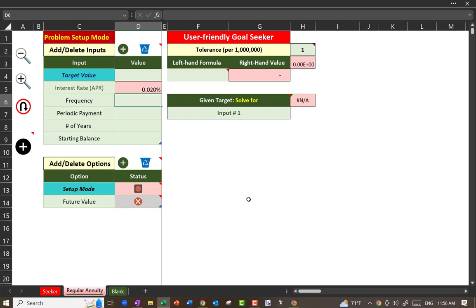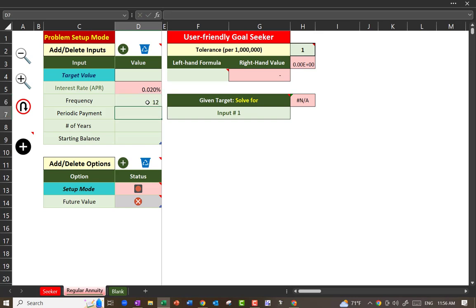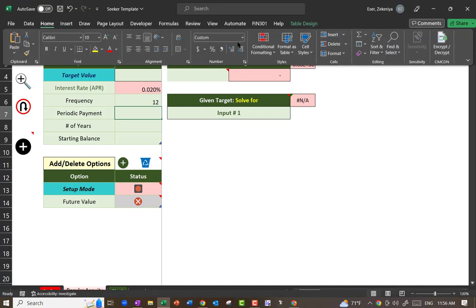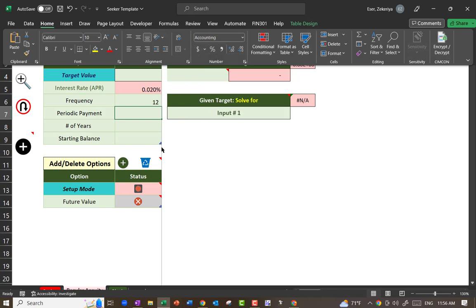The frequency is a regular number. I'm gonna do the comma, but get rid of the decimals. So 12 is monthly. Periodic payment is a currency. So I'm gonna call it dollars. Oops, I don't know why it made it pounds. Oh, I used the other English. Okay.